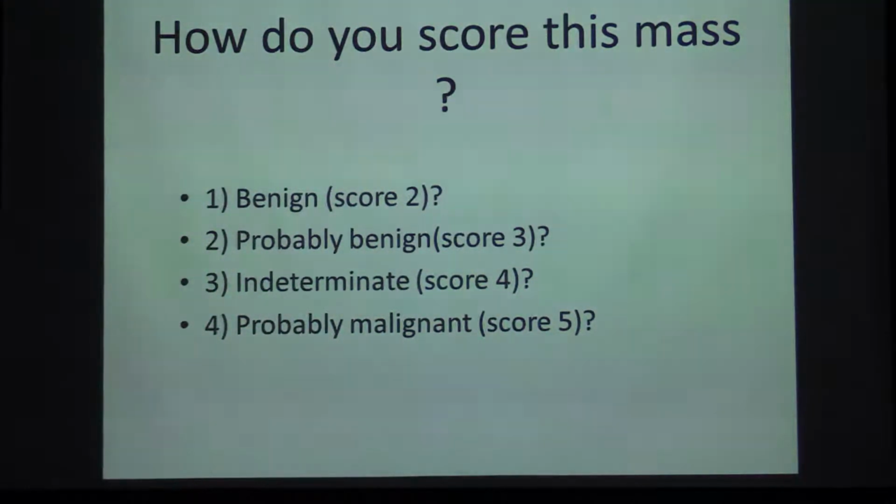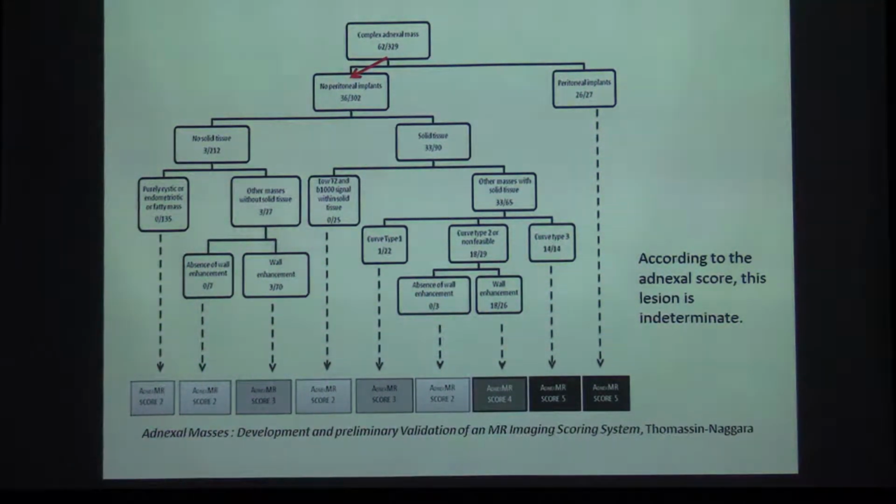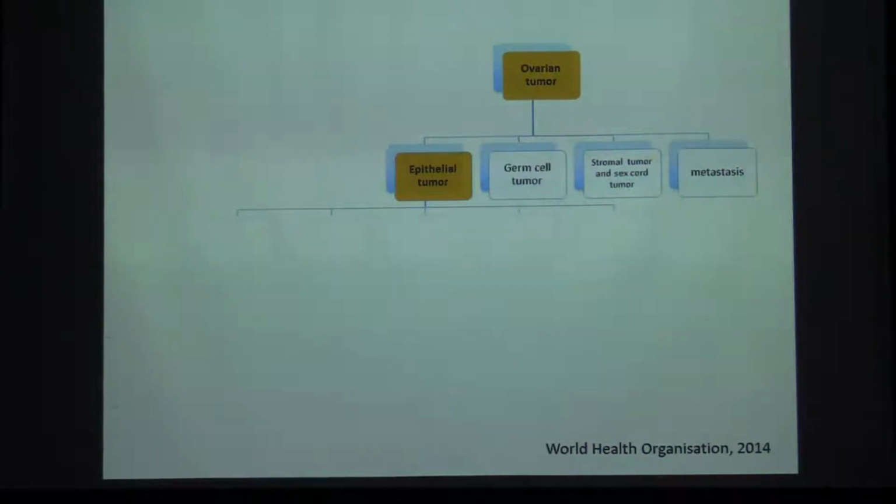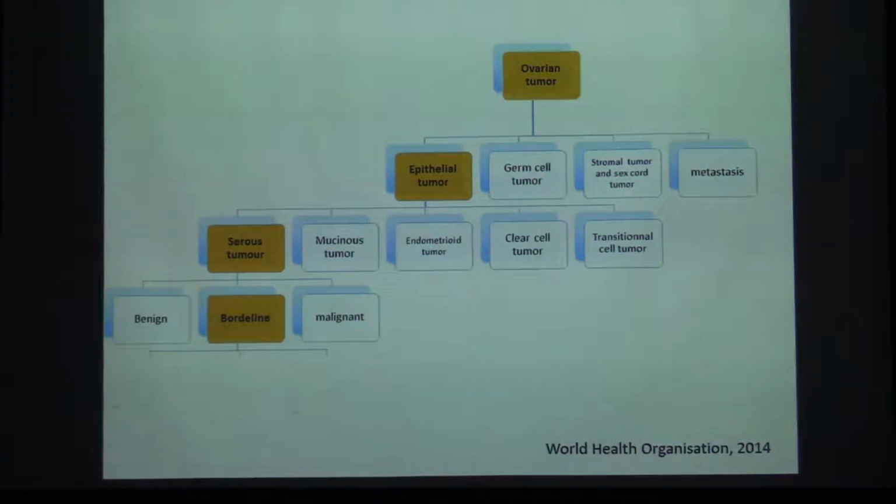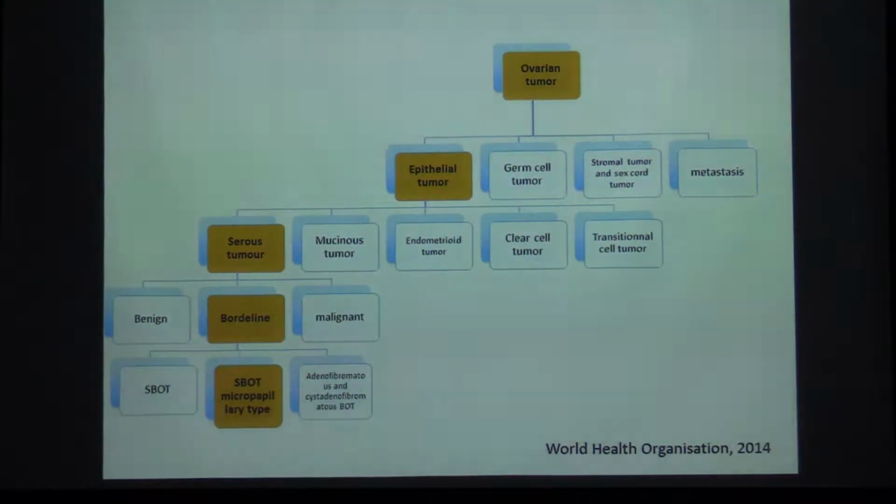There weren't any peritoneal implants, and the solid tissue had high ADC, high diffusion, sorry, and the pattern of enhancement was curve type 2, and the wall enhanced, so it was an indeterminate lesion. The histopathological result of this ovarian tumor was an epithelial tumor, serous, borderline, macropapillary type.